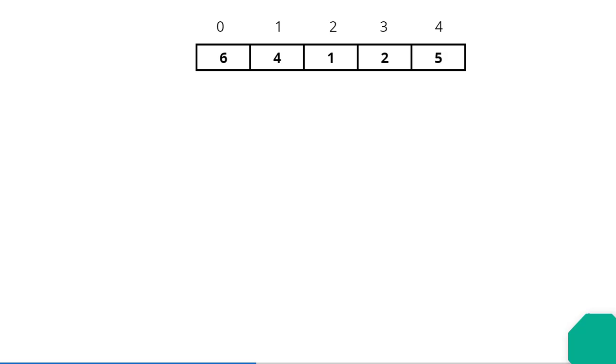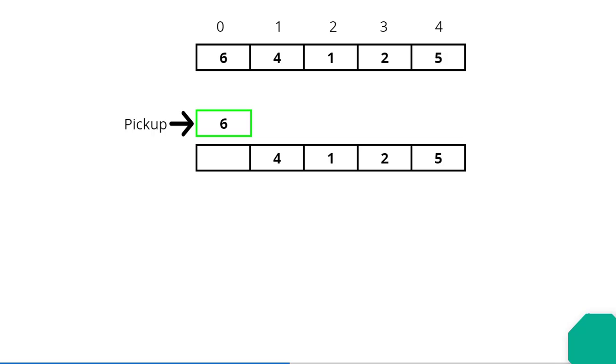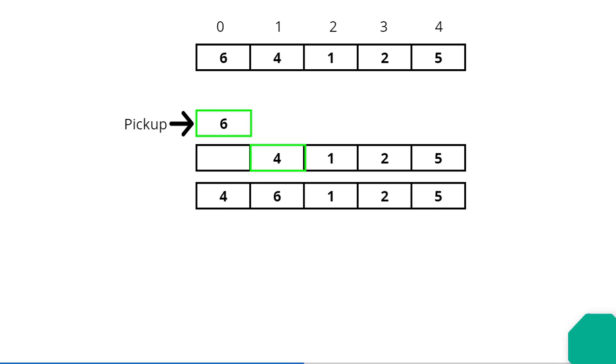Now we are going to pick the first value, the 0th index, and compare it with the first index. Okay, 0th index with first index. Now the values are 6 and 4. 4 is less than 6, so we swap these values.